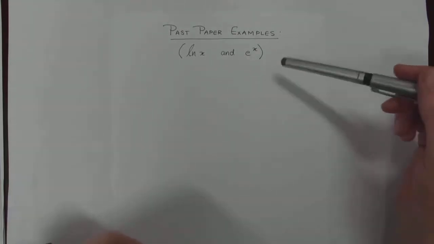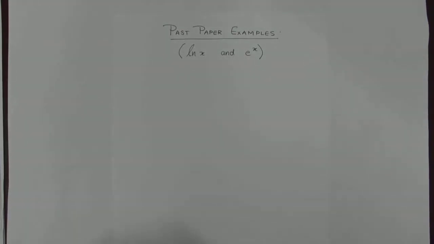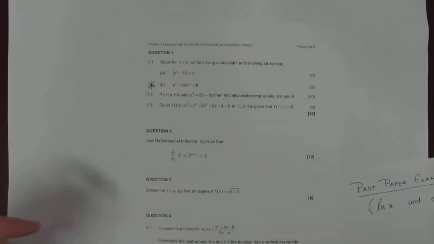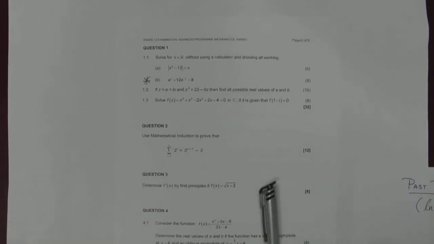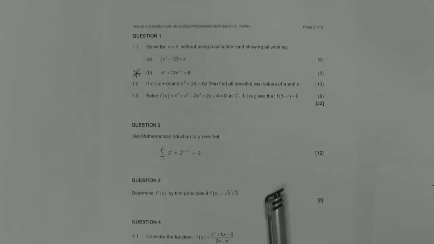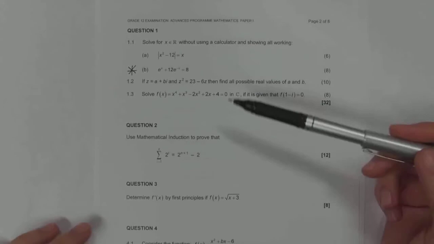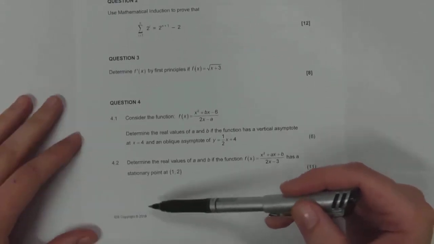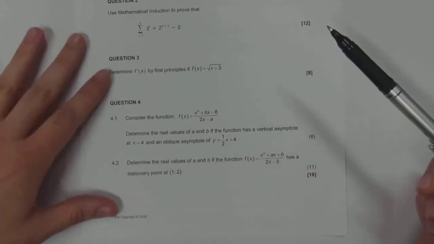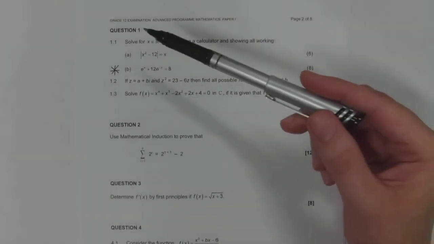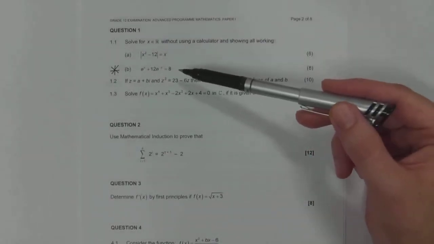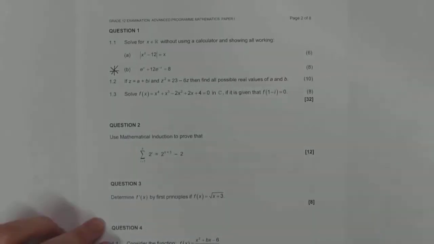So first example we're going to do over here, and I'm just going to zoom in a little bit so you guys can hopefully see this a bit better. There we go. Technical issues solved, hopefully. Now, this one specifically is from the AP Maths paper 1, and it's from the 2019 paper. So this is last year's AP Maths paper. And I want to focus on question 1.1b. And it says, e to the power of x plus 12e to the power of minus x is equal to 8. So let's copy that down.